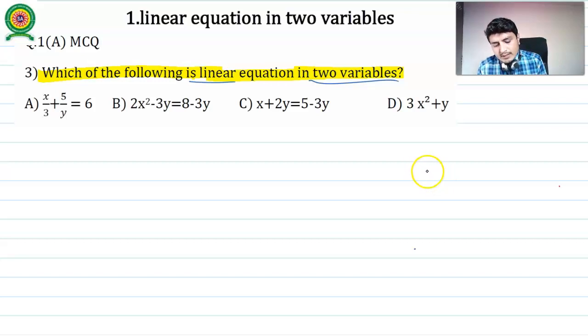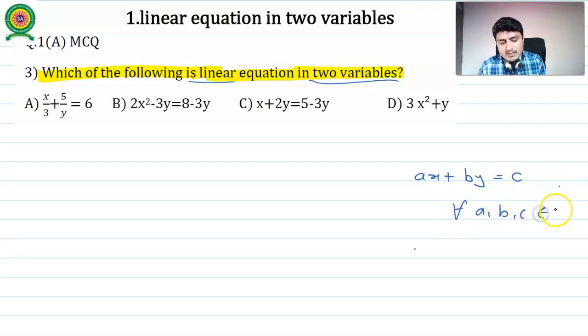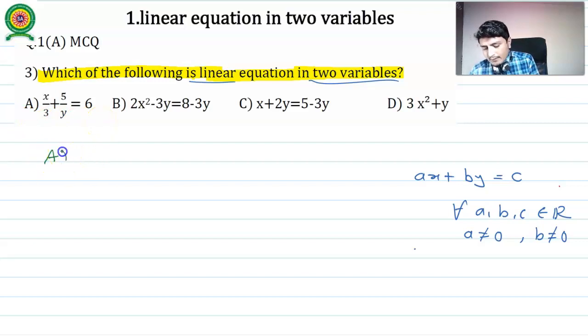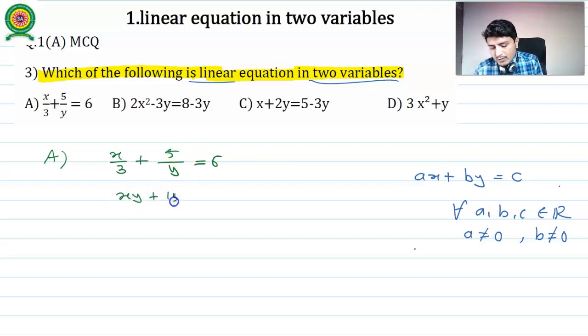So look at the general form of a linear equation in two variables. Once we have x and y as the variables, ax plus by is equals to c, for all a, b, c belonging to the set of real numbers, and provided one more condition: a is never equal to 0 and simultaneously b is never equal to 0. So look at the equations we have been given. Look at choice code A: it is of the form x divided by 3 plus 5 divided by y is equals to 6. Once we cross multiply over LHS, we are getting xy plus 5 threes are 15 divided by 3 times y is equals to 6.